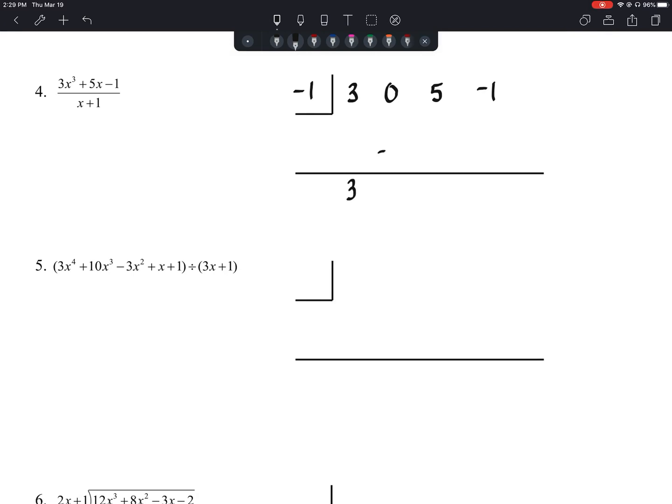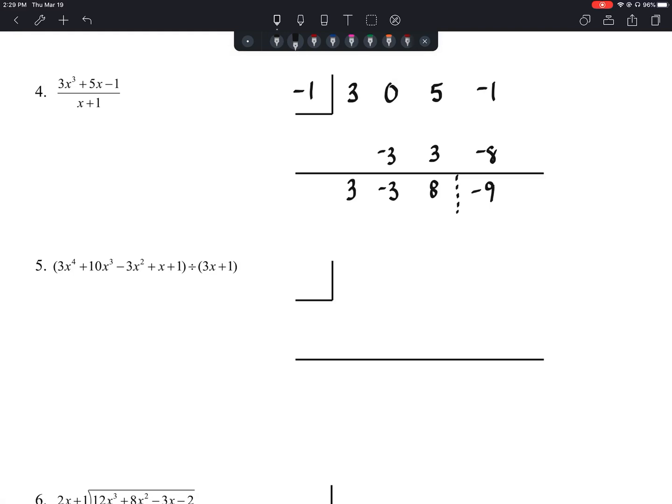3 times negative 1 is negative 3. Add that to 0. Multiply. 5 plus 3 is 8. 8 times negative 1 is negative 8. And then when we add those together, we're going to get negative 9. And that's going to be our remainder.